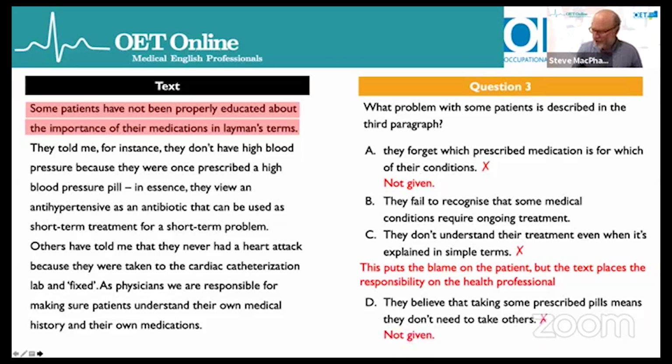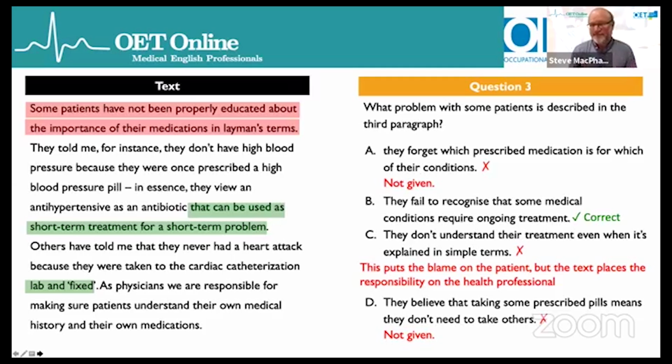And no one chose D, I can see. Because it says, believe taking some pills, they don't need to take others, but they weren't really talking about one pill being more necessary than another. So relatively easy to rule out D, and no one chose that. Correct answer is B. They fail to recognize that some medical conditions require ongoing treatment.